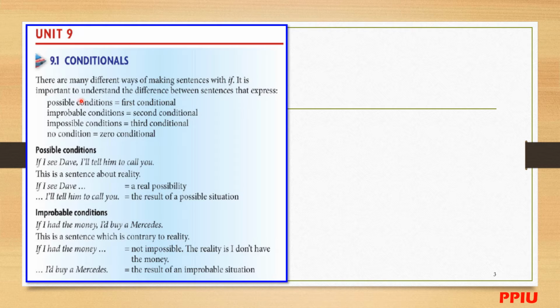It is important to understand the difference between sentences that express the following. The first one, possible condition, is equal to the first conditional. Improbable condition is the second conditional, and impossible condition is the third conditional, and one last, no condition, is the zero conditional.